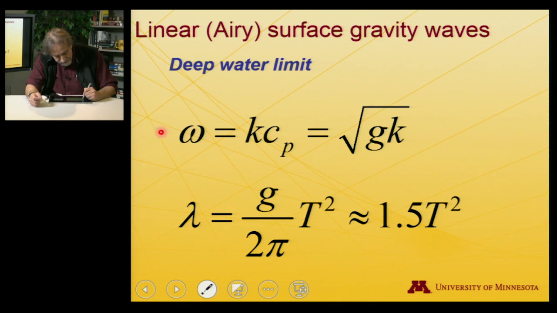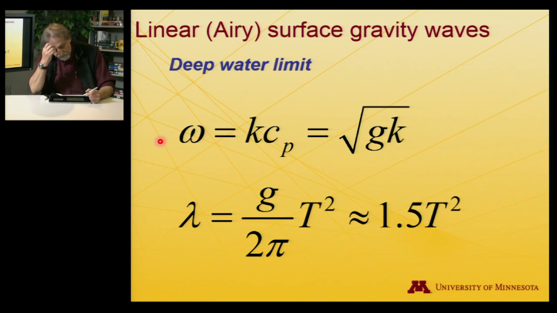So this is just reiterating the deep water limit. This is now a relation involving omega, the frequency, which is just the product of k and the phase speed, and that's equal to the square root of gk. If you work the algebra a little bit, you can derive this equation. I'm going to leave that to you guys to do on your own. But this one is just an algebraic rearrangement of this one.